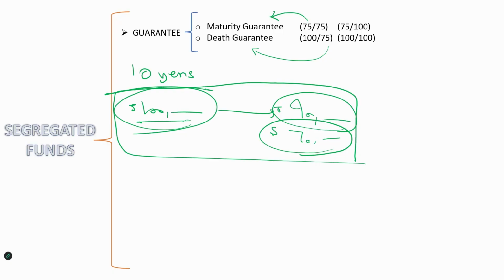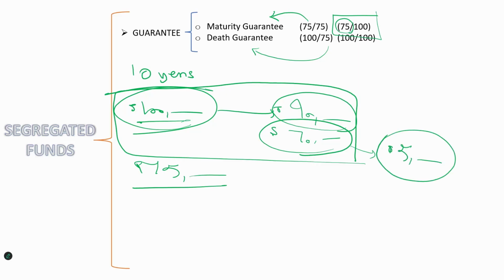So let's say in this example that we put in $100,000, all right? If I have it with a 75-100, what does that mean? If by the end of my contract, $70,000 is what I have as a market value, my guarantee was 75%. So I had a $75,000 guarantee. But the market value is $70,000. So the insurance company is going to add another $5,000 to that $70,000 and give me $75,000.